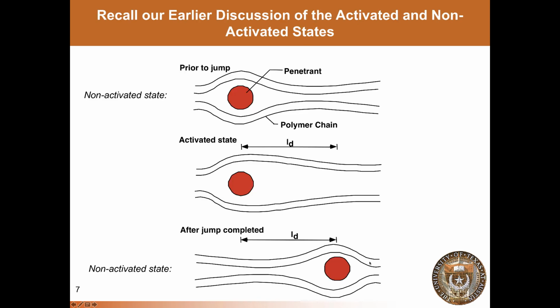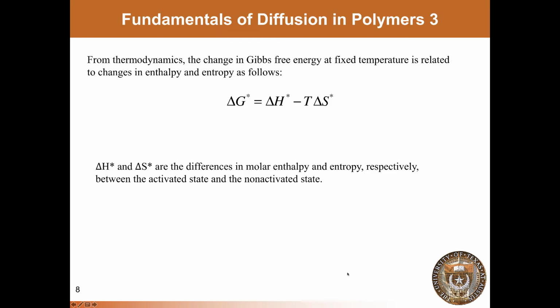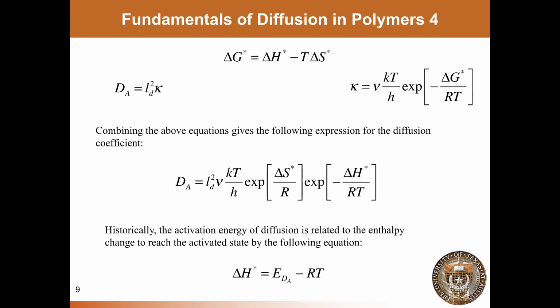And we remember that we think about an activated state as one in which polymer chain segmental motion has brought about a gap in the polymer matrix through which a penetrant can diffuse. From thermodynamics, this activation free energy can be written in terms of the activation enthalpy and the activation entropy, and it turns out that those two terms are related to one another, as we'll see here in just a moment.